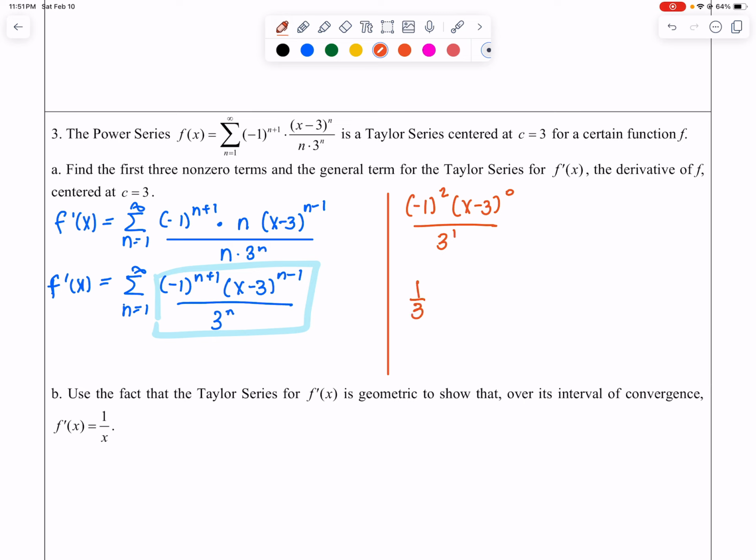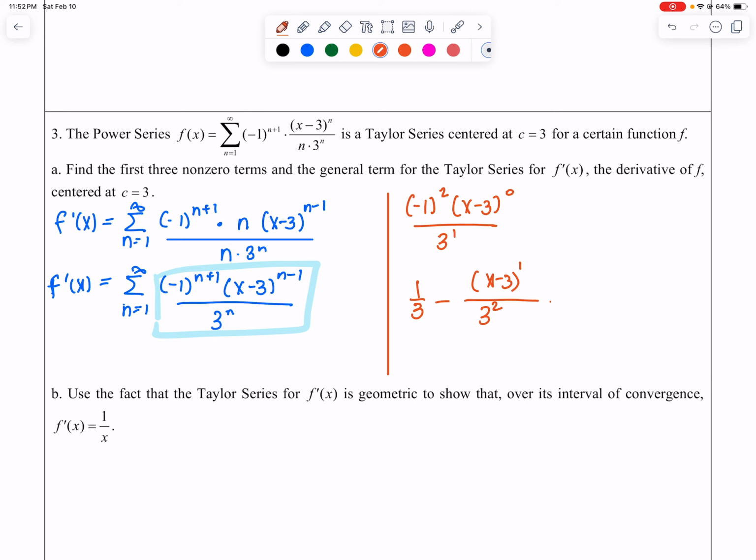Okay, now using the same process, my second term is going to be -1 to the 2 plus 1, which is 3, times x minus 3 to the 1, and then 3 to the n. So in this case, this is my second term. Now, -1 to the third power is going to be a minus sign. So now I have minus x minus 3 to the first power, and then over 3 squared. So that's my second term.